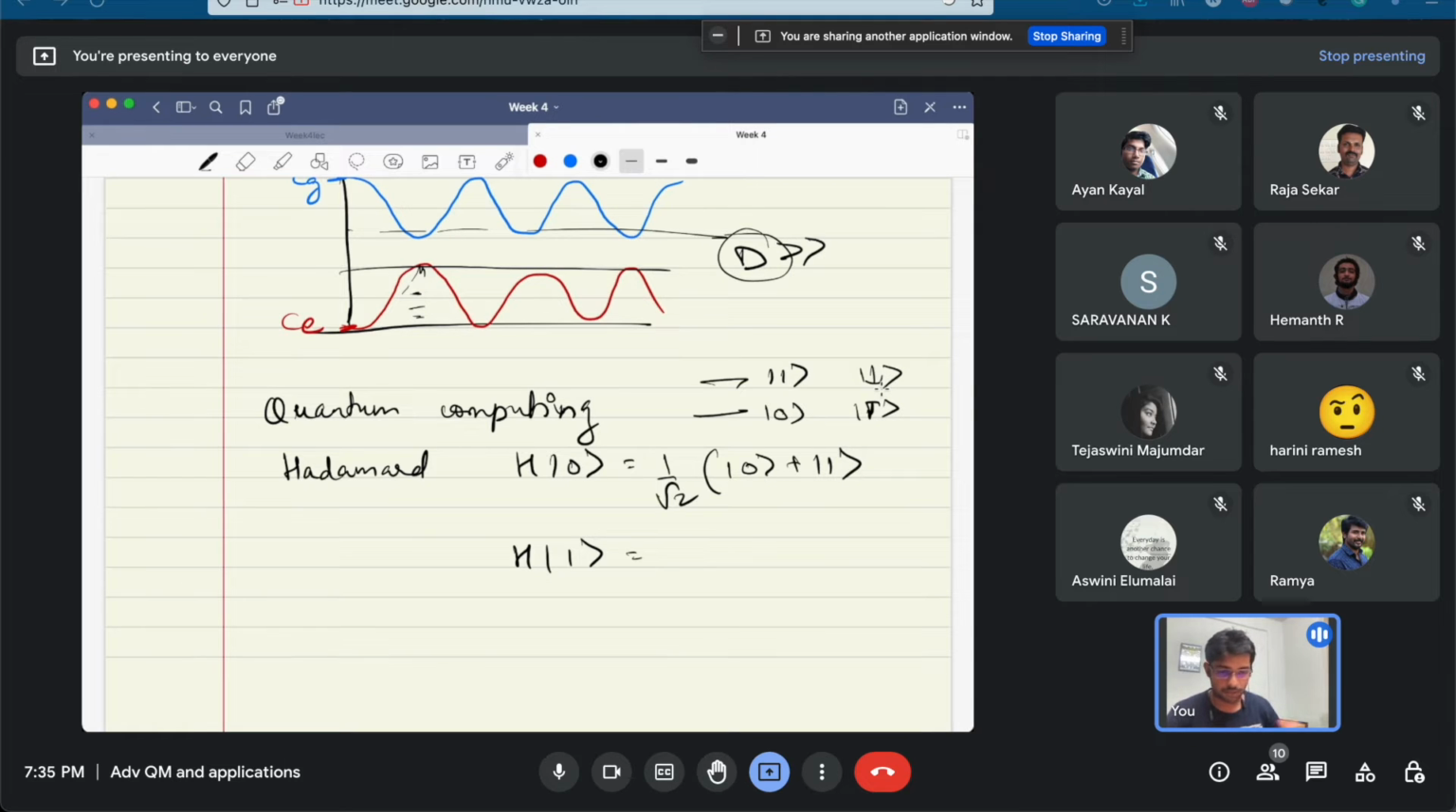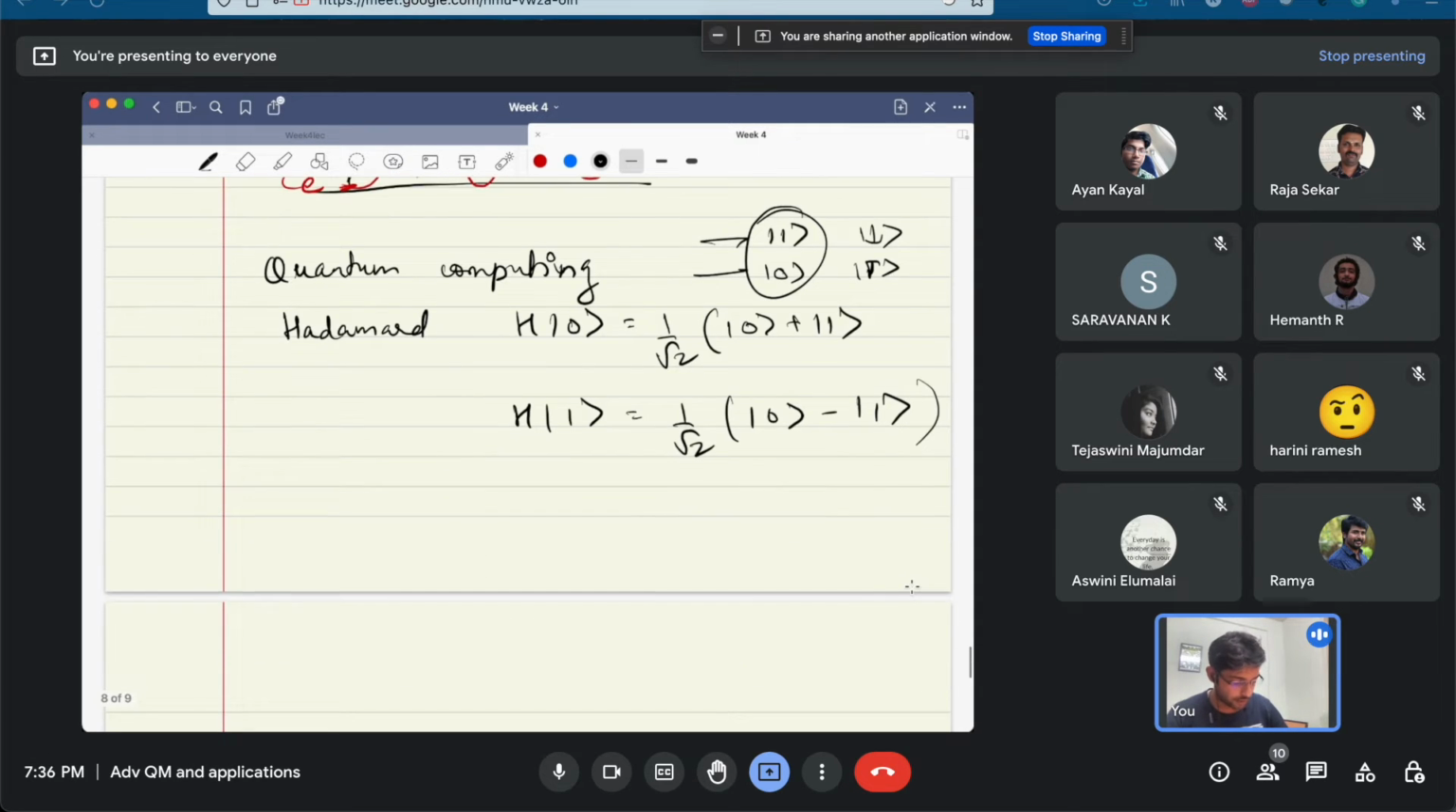Since it's quantum computing, we are going to use qubits, so we are going to use the 0 and 1 notation. Now when a Hadamard operates on 1, you get a superposition but with a minus sign.